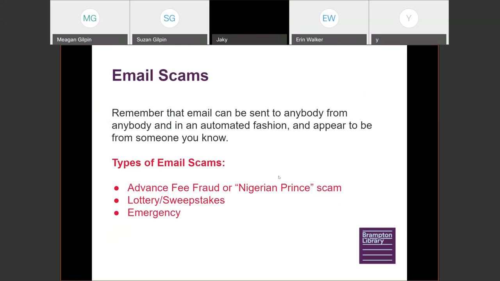The last email scam that's also very common and also really concerning is the emergency scam. And a lot of seniors are particularly at risk for this and have fallen victim to this. So a scammer may pose as a relative or a friend, such as a grandchild, emailing you to wire them money immediately.